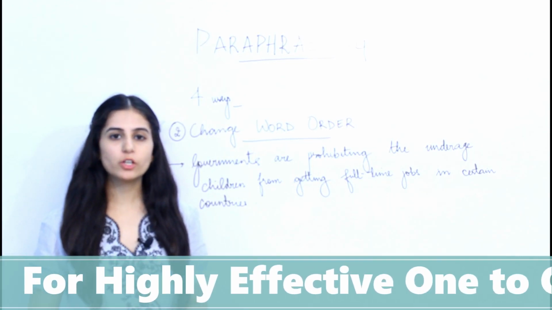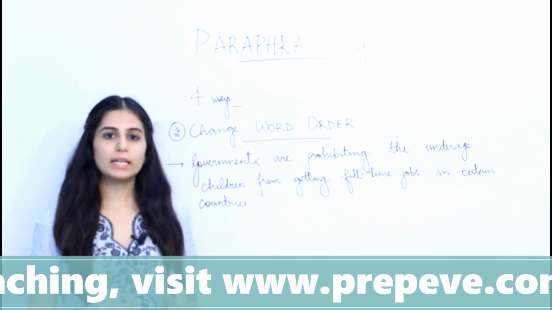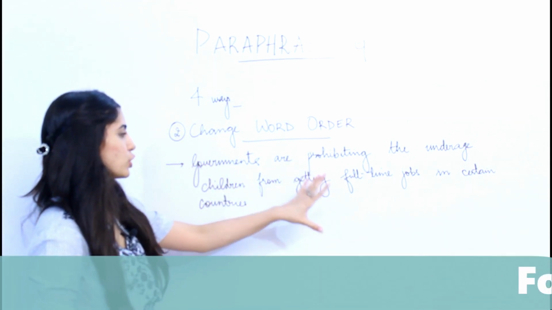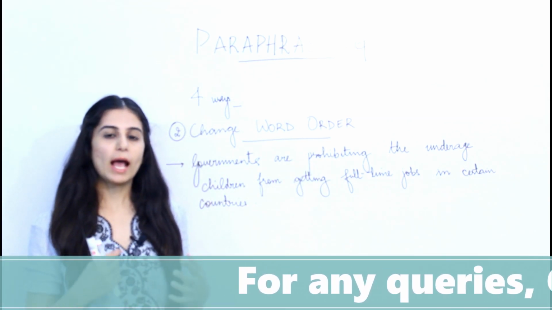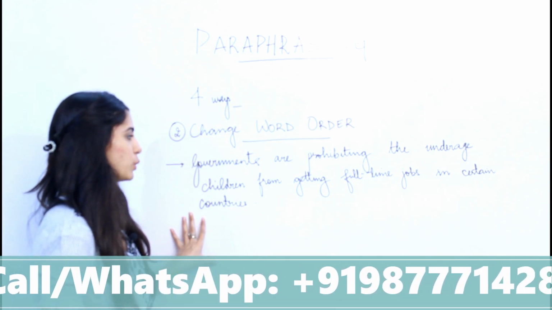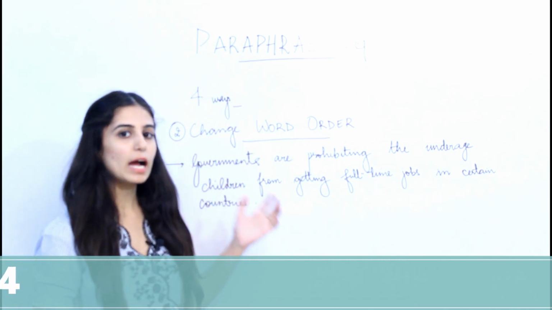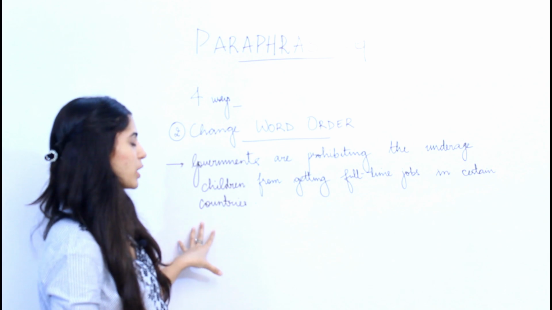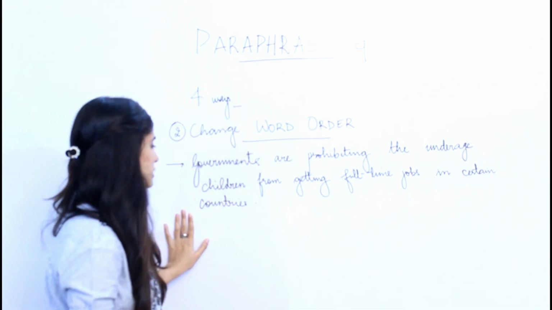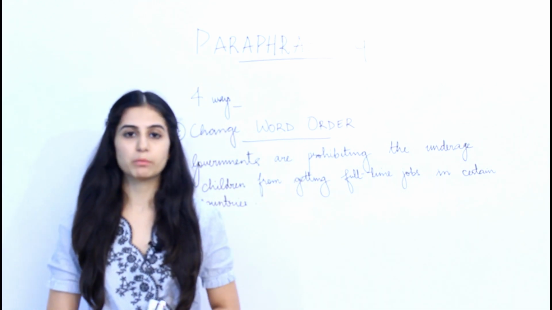The second method of paraphrasing is by changing the word order. It basically means that you change the sequence of the words. So the words that are given in your question, you change the sequence and you write your paraphrased version. So in this case, what we can do is pick these last three words, in certain countries, and start our paraphrased version from them. So we can paraphrase it in this manner. In certain countries, governments are prohibiting the underage children from getting full-time jobs.